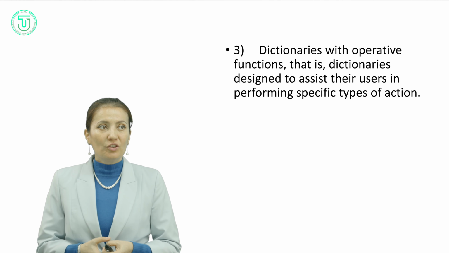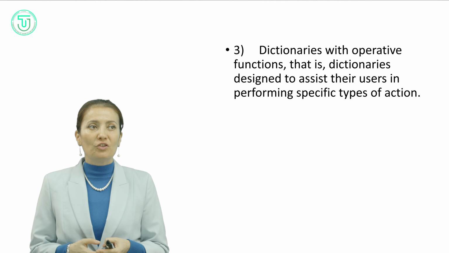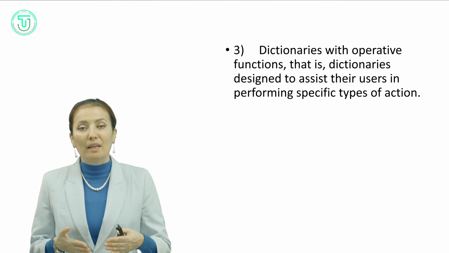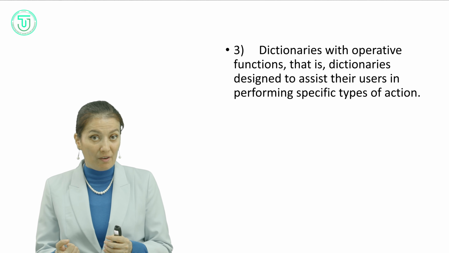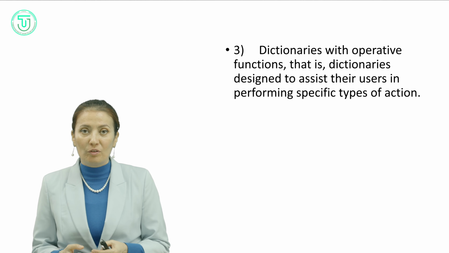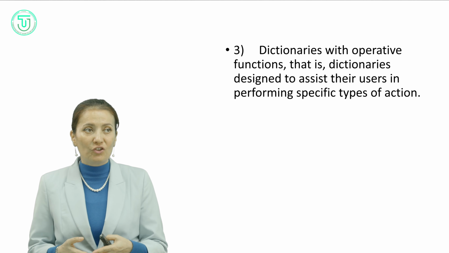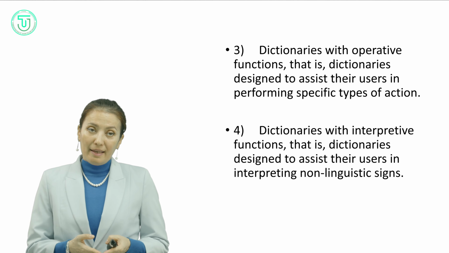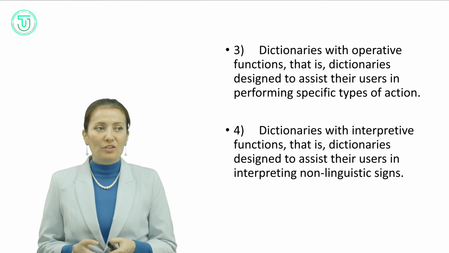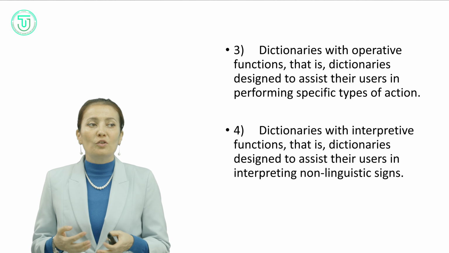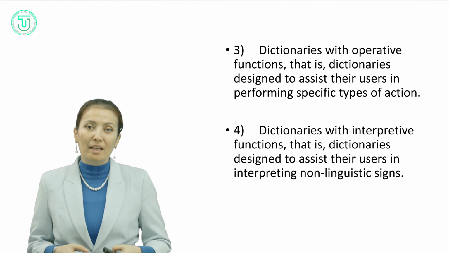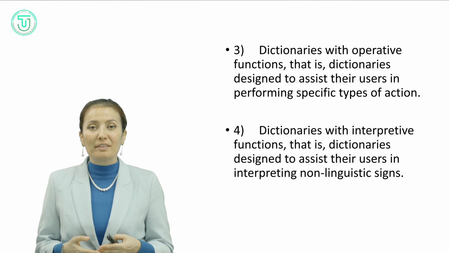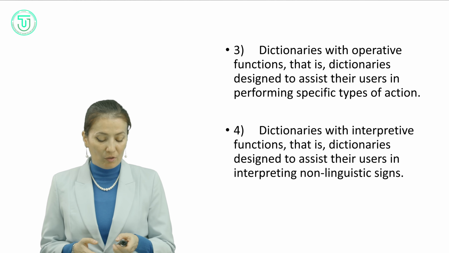Next one is dictionaries with operative function. These are dictionaries designed to assist their users in performing specific types of actions. For example, some giving instructions, like a methodological dictionary, a dictionary of methodological terms. It performs some functions and operations. And the last one, dictionaries with interpretive functions, are dictionaries designed to assist their users in interpreting non-linguistic signs, giving definitions of non-linguistic signs and terms, and it mostly refers to dictionaries of terms and terminology.